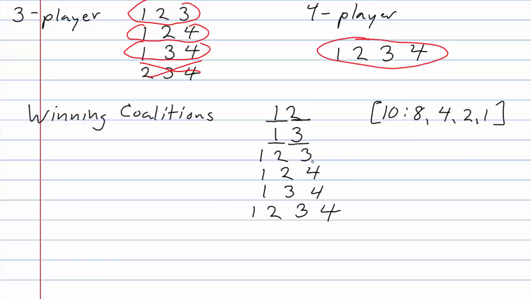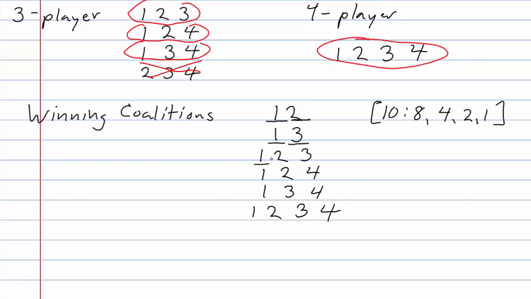Now what about 1, 2, 3? Well, suppose we kick player 1 out. The remaining players are player 2 and player 3. Together, they would control 6 votes, which is not enough, so player 1 is definitely critical. Now suppose we kick player 2 out. Now notice, we've kicked player 2 out, 1 and 3 are still in the coalition. Player 1 has 8 votes, player 3 has 2 votes, so they meet the quota. So they're still a winning coalition even if we kick out 2. So 2 is not critical, so we do not underline 2.